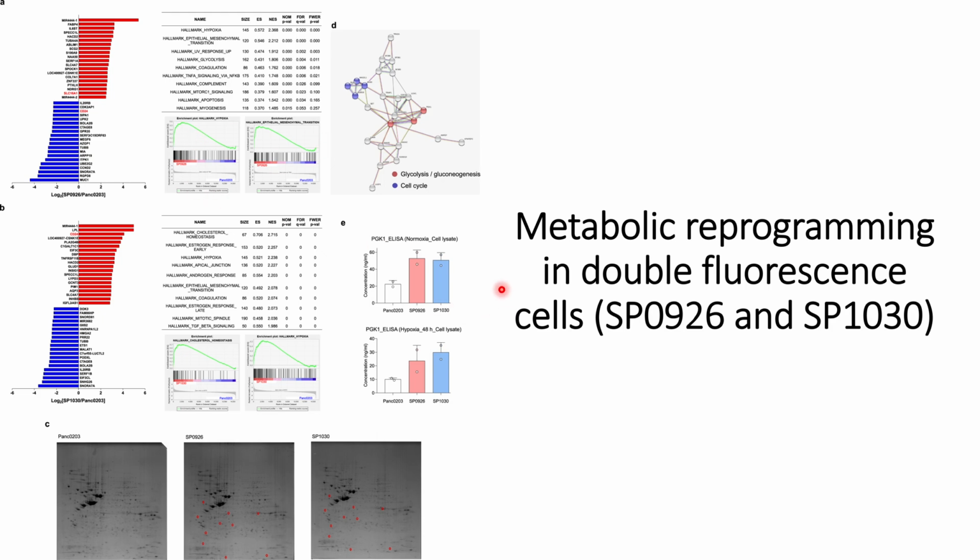So what the authors do is an RNA transcriptome analysis of the different fluorescence cells that they studied in the previous experiment, and then compare them with the wild type pancreatic cancer cells and the macrophage cells. And what they found out is that these cells behave predominantly similar to the pancreatic cancer cell lines, with some changes. So these are the results shown for SP0926.